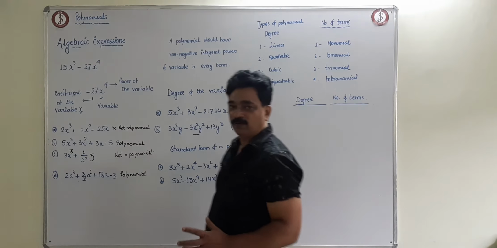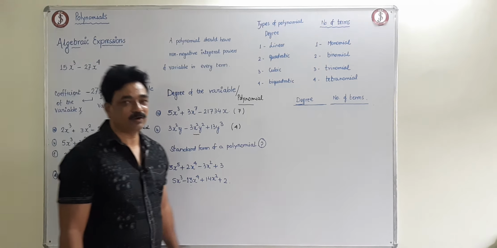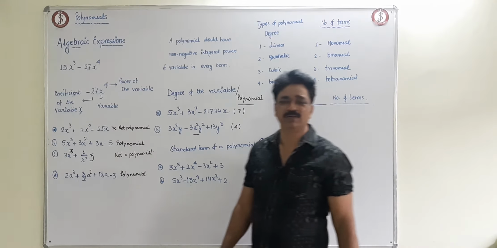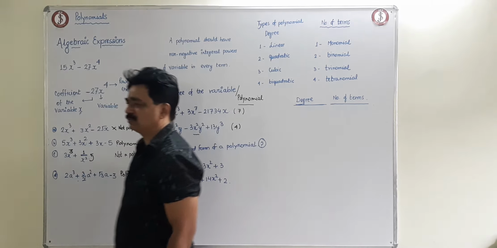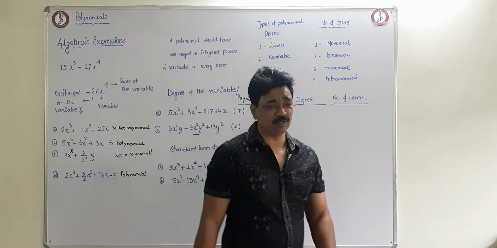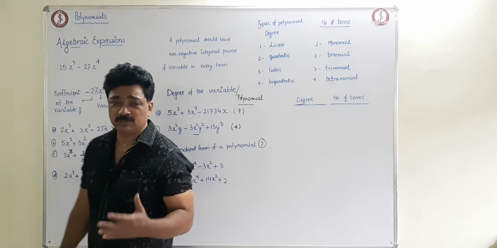So standard form means writing the polynomial in decreasing or increasing order of the degree. Normally we write in decreasing order of the degree, by convention, or it just happened naturally. But if you write the other way also, it is not wrong. You can write in increasing order, but normally by convention, in the books, it is always decreasing order.